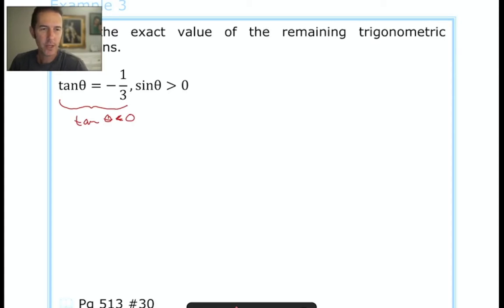All right, so where is tangent positive? We just talked about this. It's positive in the first and third. So where is it going to be less than 0? In the second and the fourth.